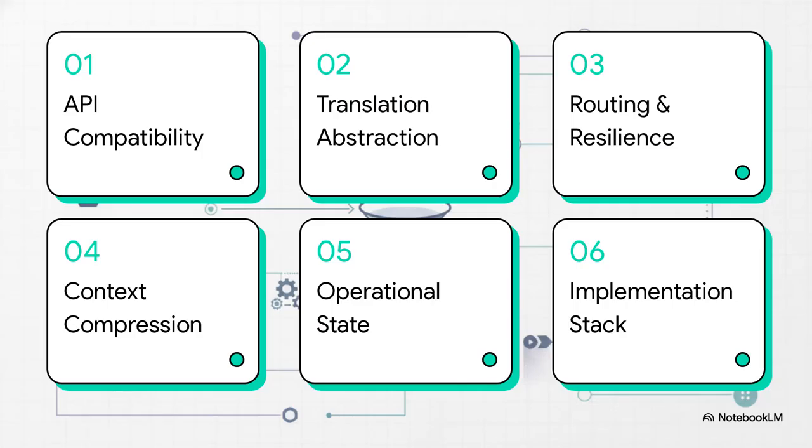To see how they actually pull this off, we're going to track a single API request through 6 crucial stages. We'll look at the API compatibility problem, the translation abstraction, smart routing and resilience, the context compression pipeline, operational state and data, and finally, the implementation stack. We're literally tracing it from the exact moment it leaves your IDE to the second it hits the provider.